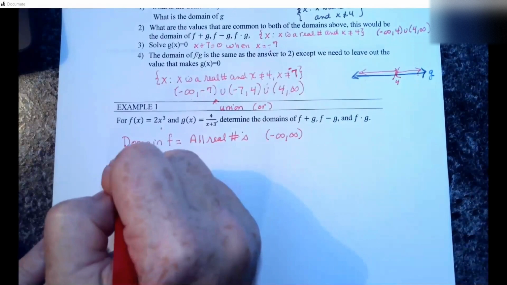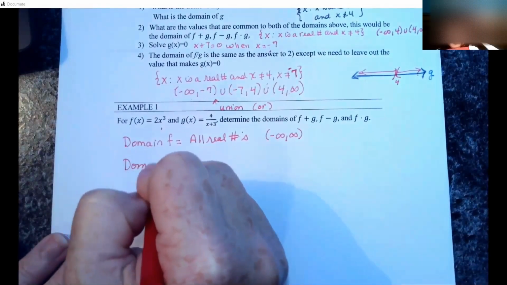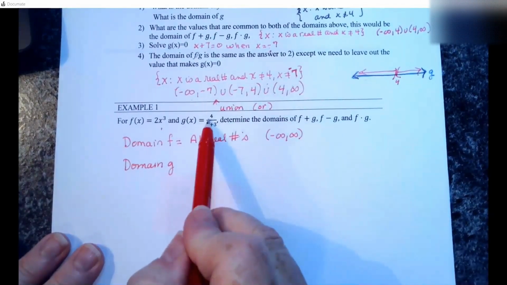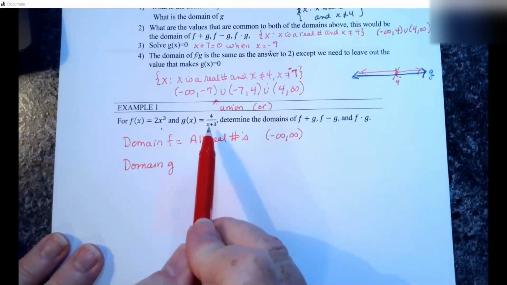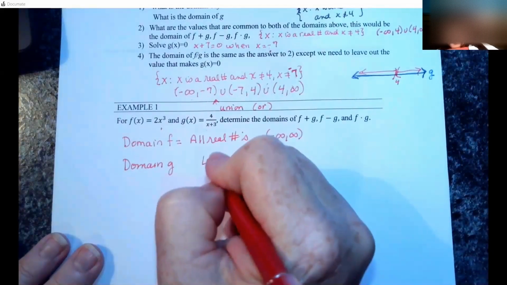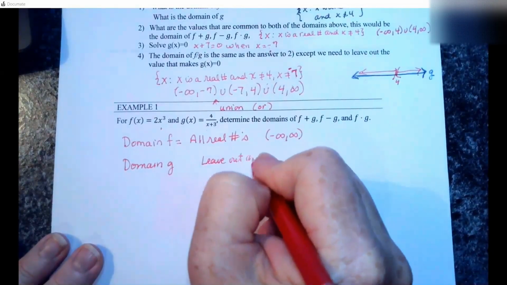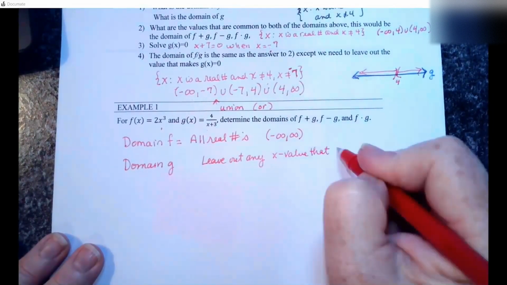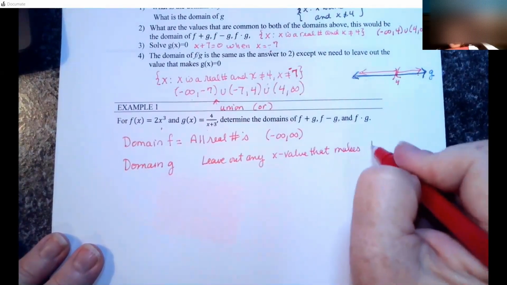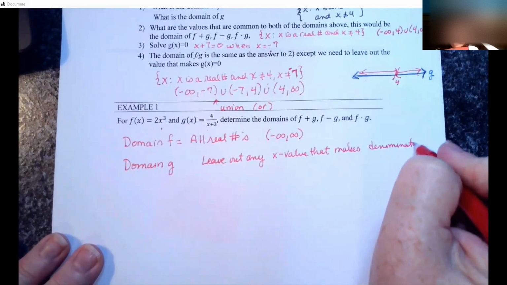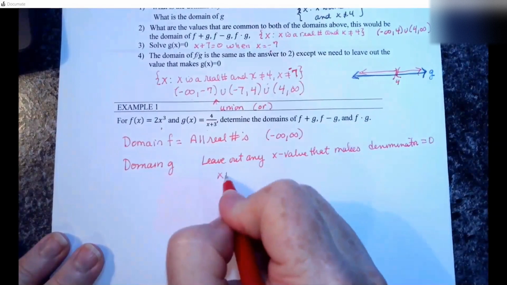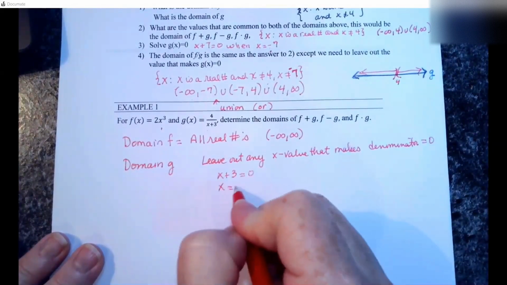If we look at the domain of g, this one, well, the top is great. There's no x's to worry about there, but the bottom, we have something that could possibly make that denominator 0. So we have to leave out any x value that makes g of x, or that makes the denominator, in this case, equal to 0. So I'm going to take that denominator, set it equal to 0, and solve.